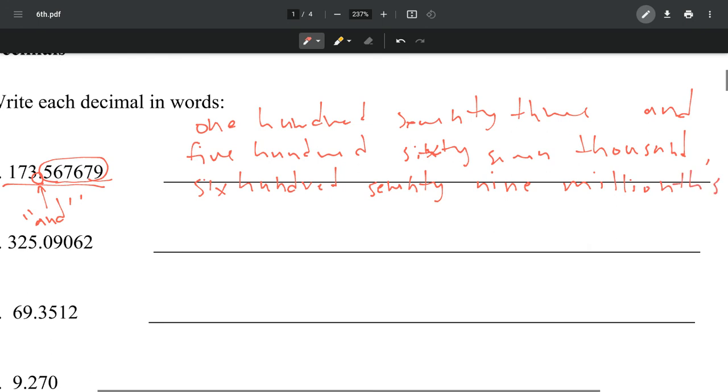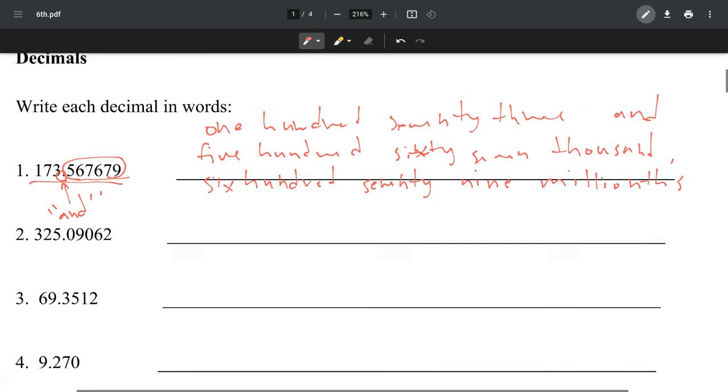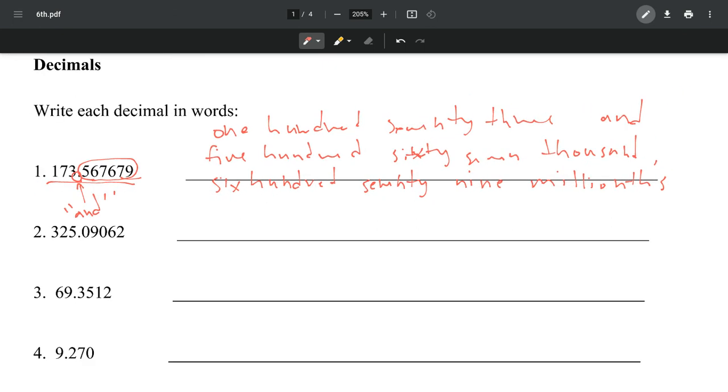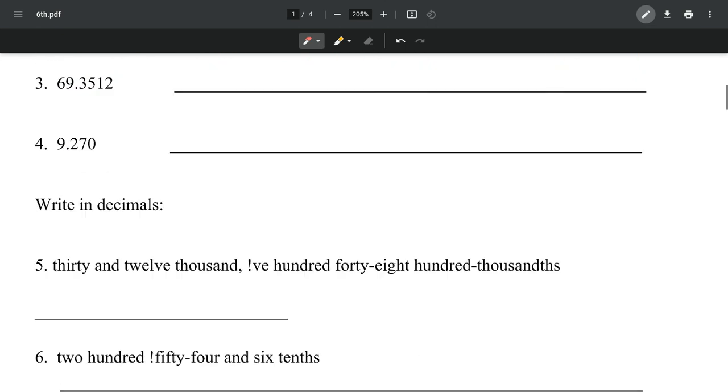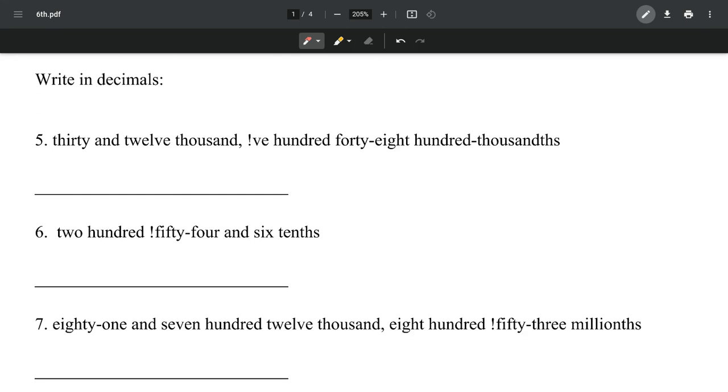So that's it. So again, to review, there are 4 steps to write a decimal in word form. The 4 steps are: 1, write the whole number part, and then 2, write "and" for the decimal point. 3, write the decimal part the same way you would write a whole number, and 4, write the place value of the last digit. Okay, so remember those steps and finish number 2, 3, and 4 on your own.